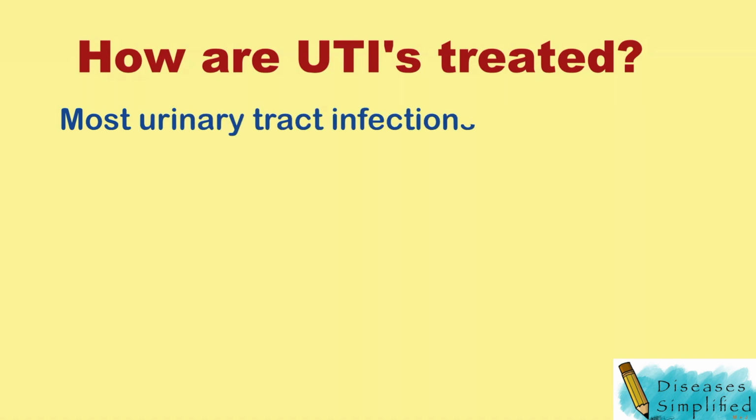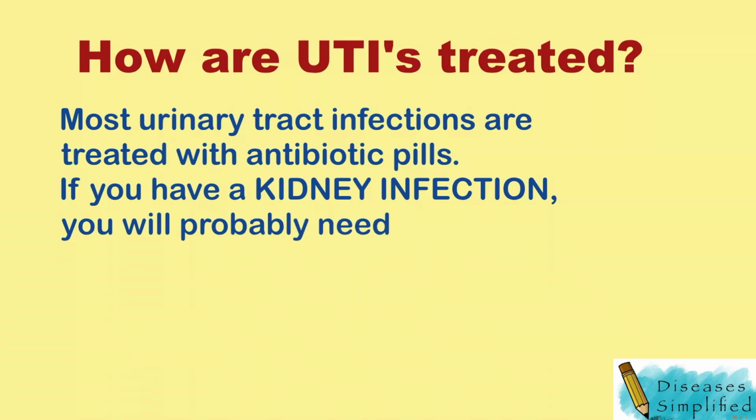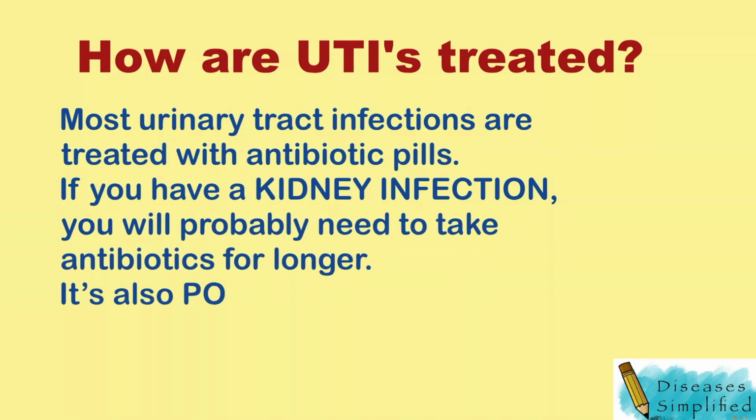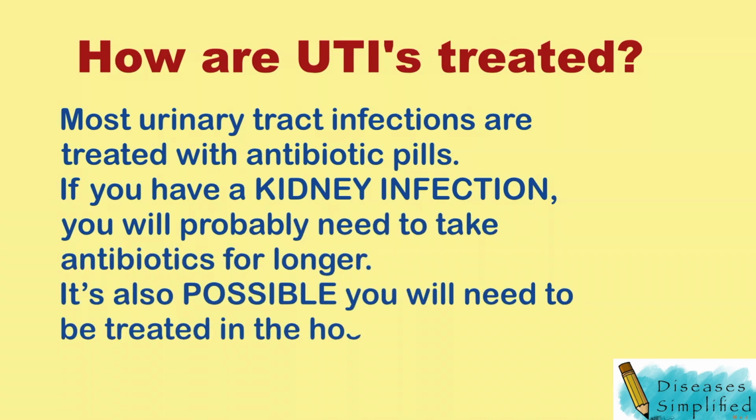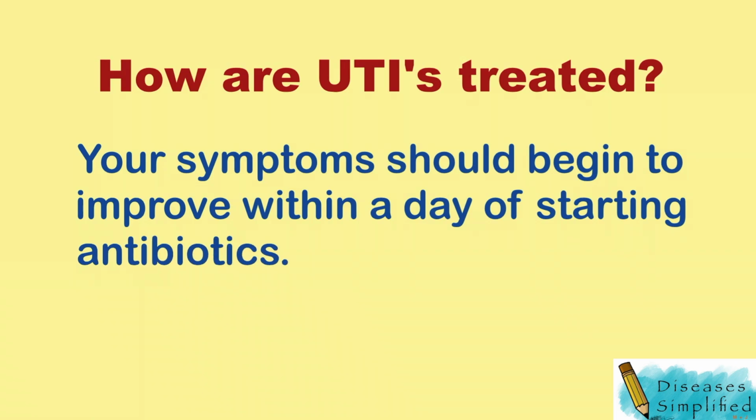Most urinary tract infections are treated with antibiotic pills. If you have a kidney infection, you will probably need to take antibiotics, and it is also possible that you will need to be treated in the hospital. Your symptoms should begin to improve within a day of starting antibiotics.